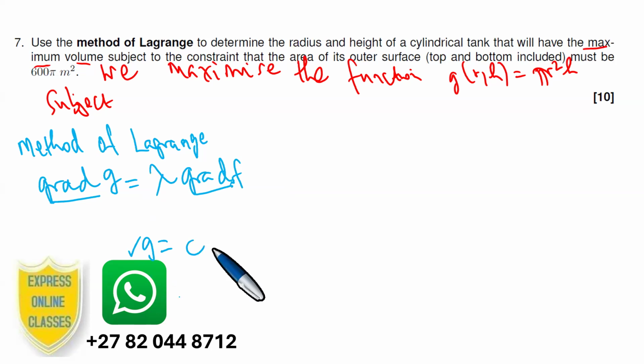So now this is the method of Lagrange. This one is called the constraint. So you're going to establish a function g, which is the constraint, and then the function f that we need to minimize or maximize, whatever is necessary. At this point, we maximize the function f, subject to the constraint g.